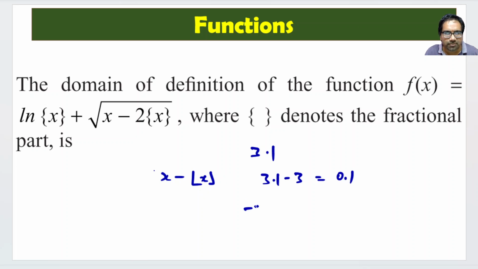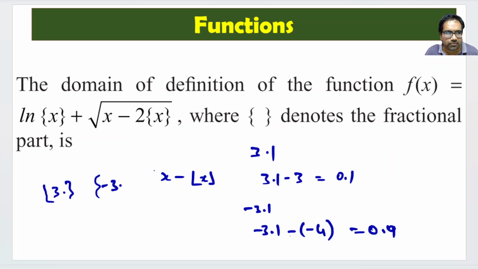But if x is minus 3.1, then this becomes minus 3.1 minus the greatest integer function of x, which is minus 4. Minus of minus 4 gives 0.9. Please note, the fractional parts of 3.1 and minus 3.1 are not the same. For minus 3.1 it is 0.9. For 3.1 it is 0.1. It is not the one which is after the point.